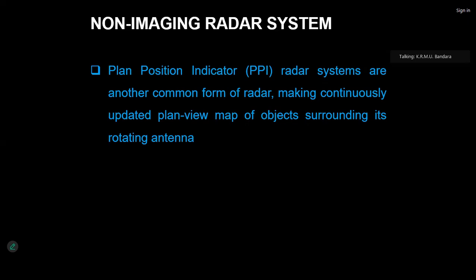You can identify what objects are around it. Normally this kind of PPI is established at airports to identify the aircraft coming to the airport and going away from the airport. They can identify them. This is normally used for air traffic control.